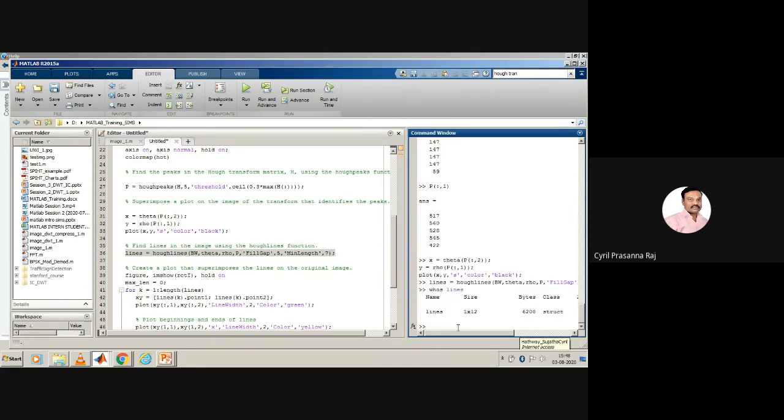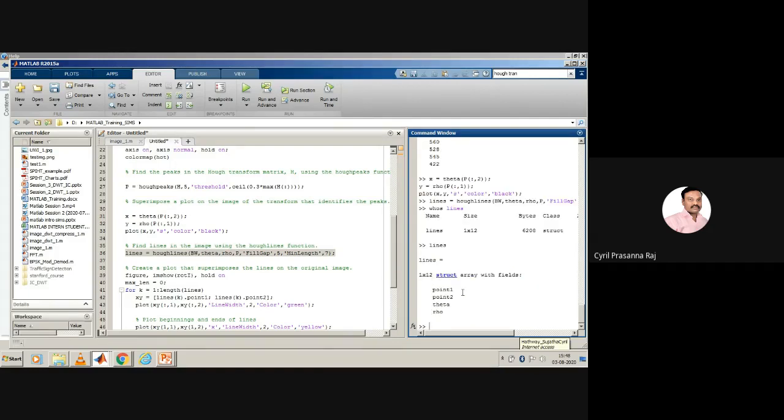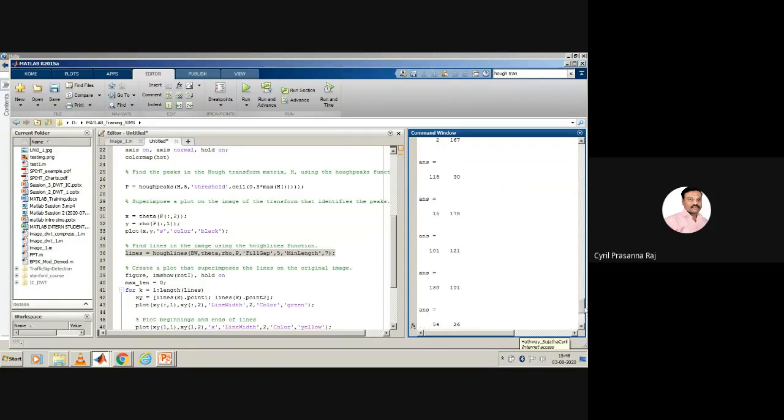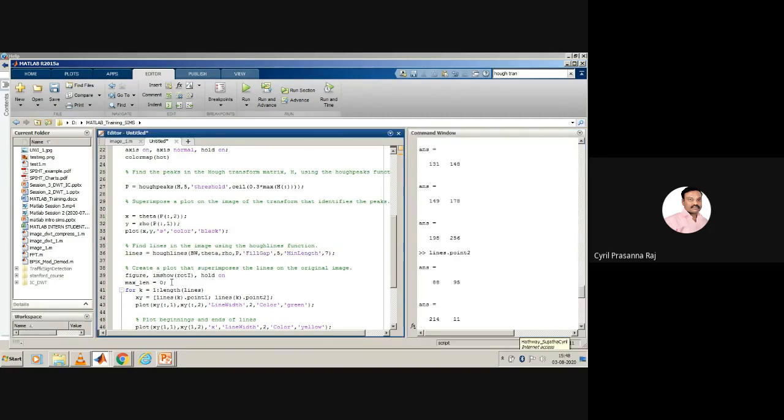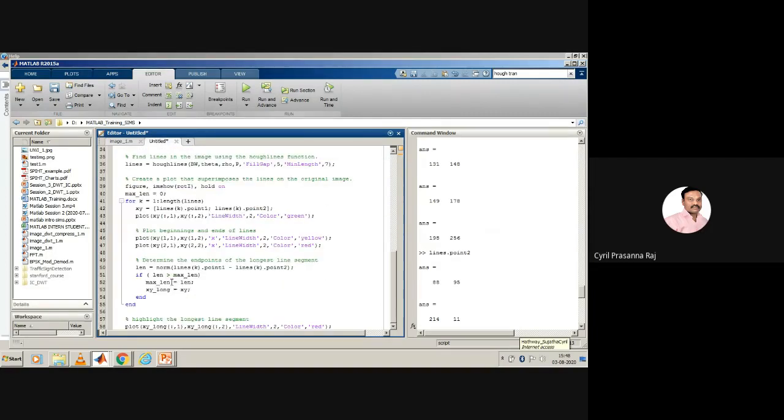If you see the number of lines, lines is basically 1 cross 10. If I type lines here, it tells you it is point 1. So I will type lines dot point 1. These are the various points of the straight line 1. There are multiple points. Then similarly, lines dot point 2, and you come across multiple points here. Using these points, we now see how to plot the lines.